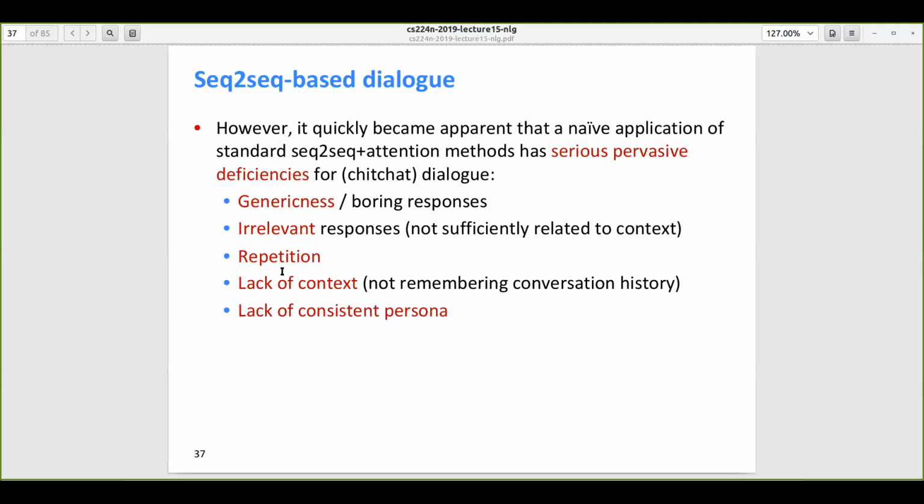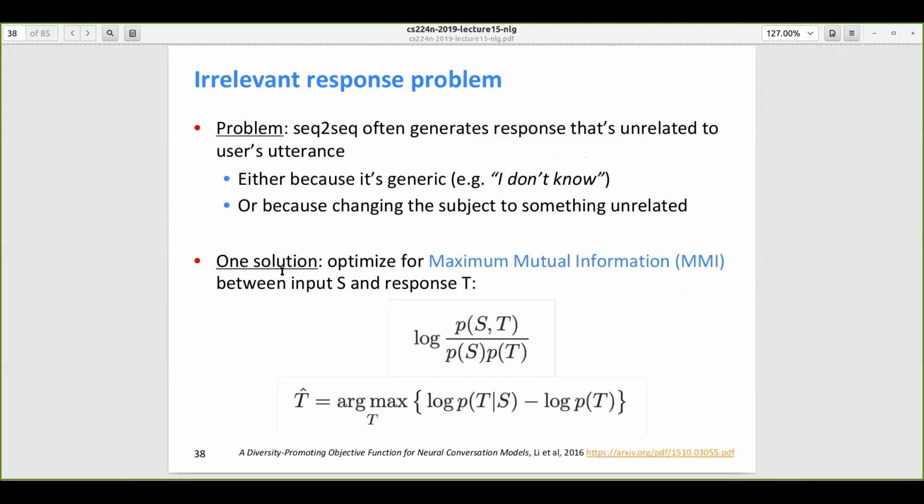Persona is important when you're talking to your virtual assistant, especially with these things becoming more and more usual with people using them. When you're interacting with a virtual assistant, you want to make it feel like it's some person. So you want to add some sort of consistent persona to your dialogue system.